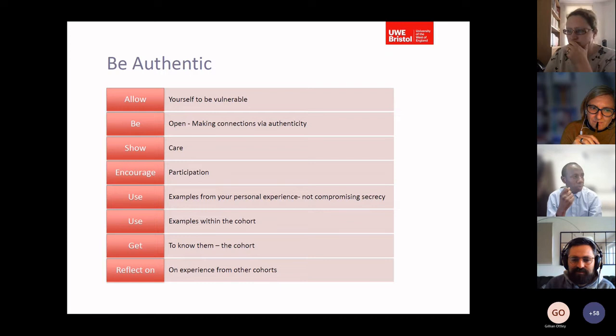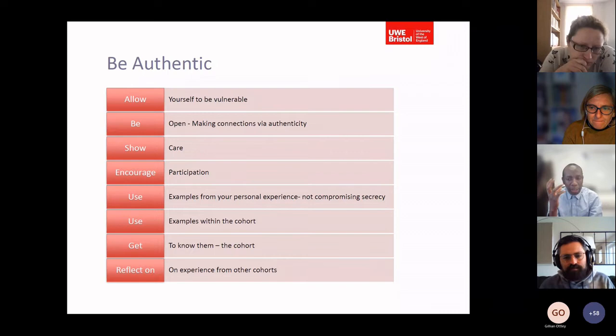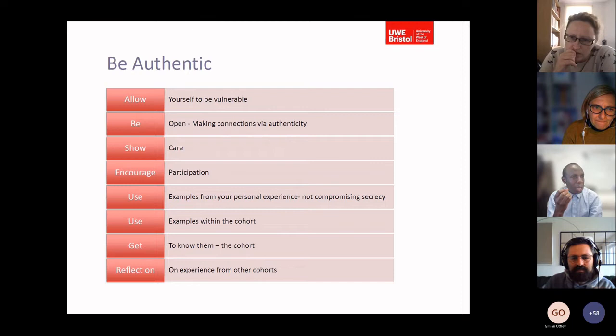Second key over here is be open with them. So allow them to share their own experiences as they come into the teaching. Most of them have different experiences as they come in. Some of them are mature, some of them are after A levels, but it depends on which level you're teaching. But they all bring in their experience as time goes by. So if you're open to them and care about what they are doing and where they came from, then that makes things a bit more interesting in terms of how you deliver your context.